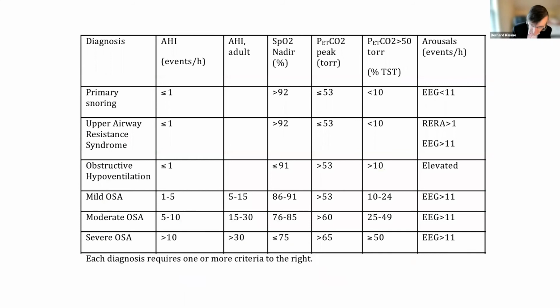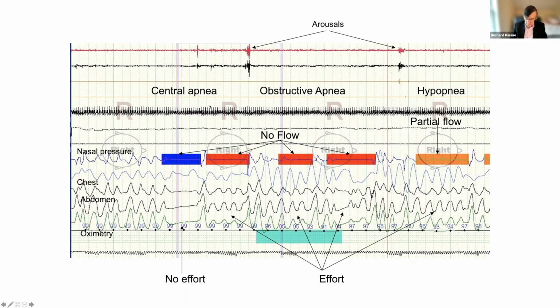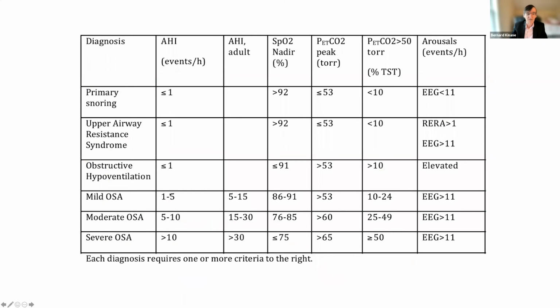Now this is a very complicated slide, and I don't want you to focus on it too much, but I do want you to focus on the criteria for obstructive sleep apnea. They call them mild, moderate, and severe. In children, if you have 1 to 5 hypopnea or apnea events per hour, you've got mild. Then 5 to 10, moderate, and greater than 10, severe.